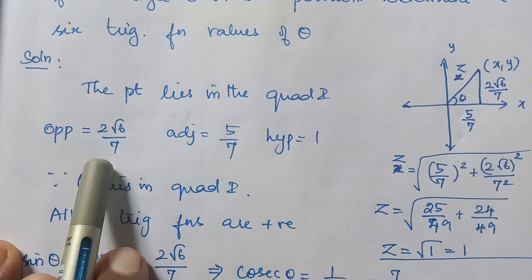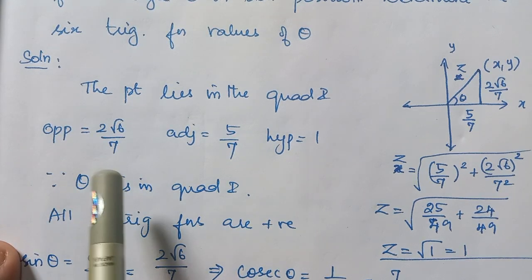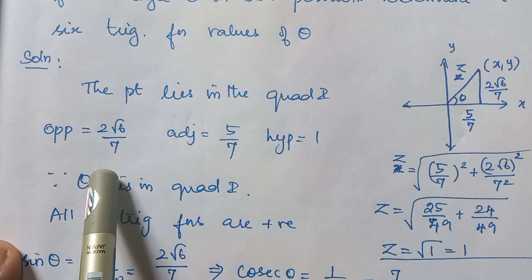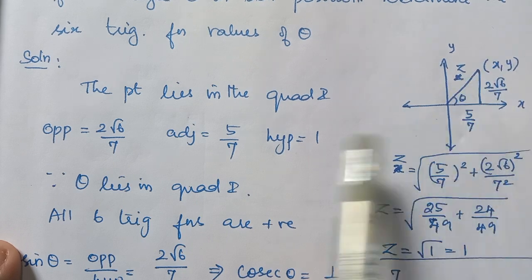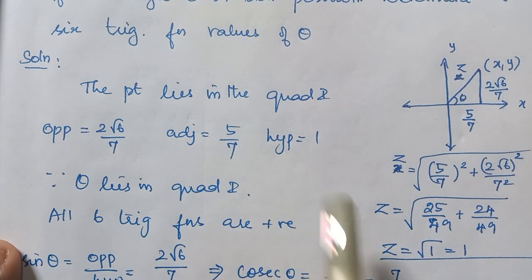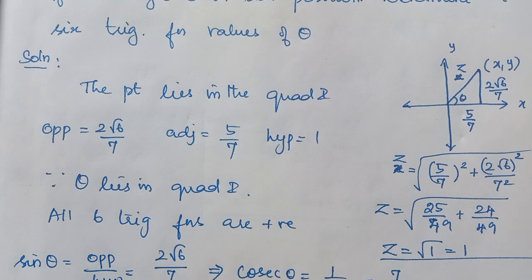So the opposite side is 2 root 6 by 7. The adjacent side is 5 by 7. From this I have written, and the hypotenuse is 1. Now you know that theta lies in the first quadrant. In the first quadrant, all trigonometrical values are positive.